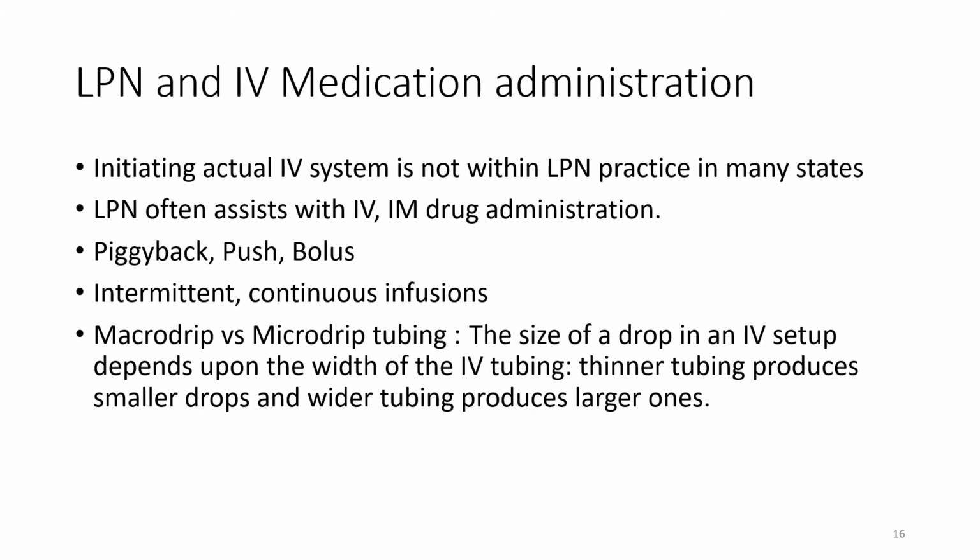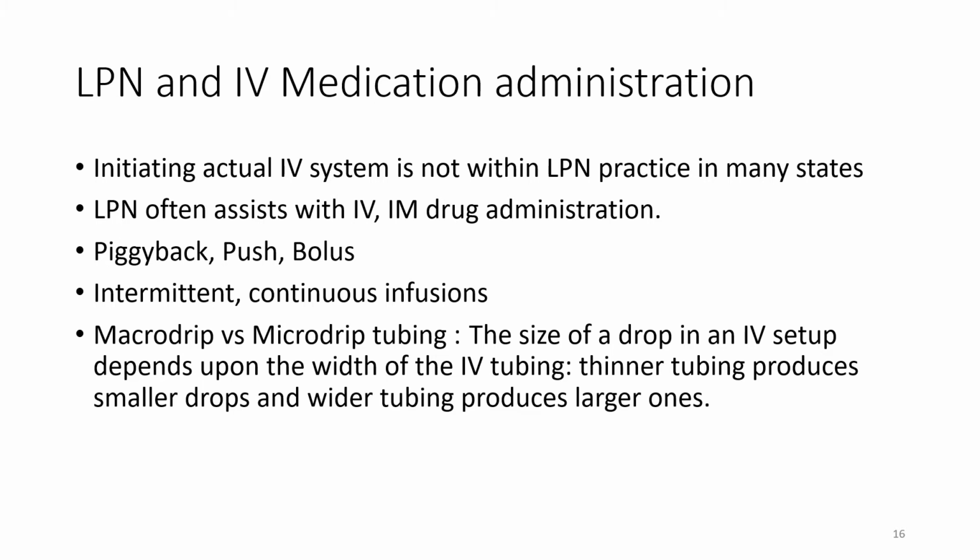So while we're talking about IV systems, let's talk about tubing. You have two types: macro drip and micro drip. If you look on page 53, you'll better understand this as I go through it. Macro drip tubing is set at either 10, 15, or 20 drops per ml. Micro drip is set to deliver 60 drops per ml.